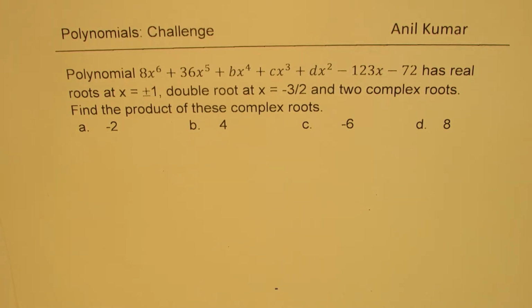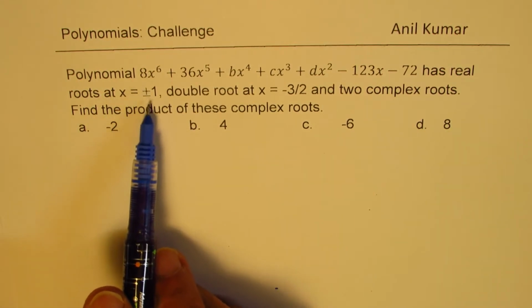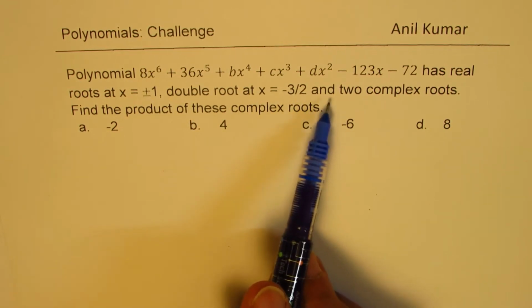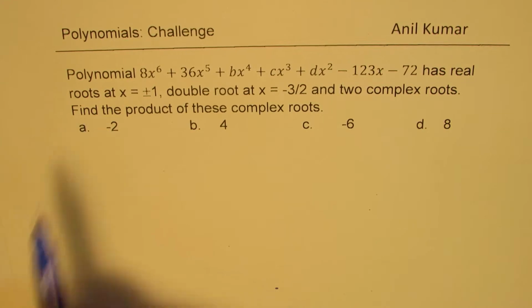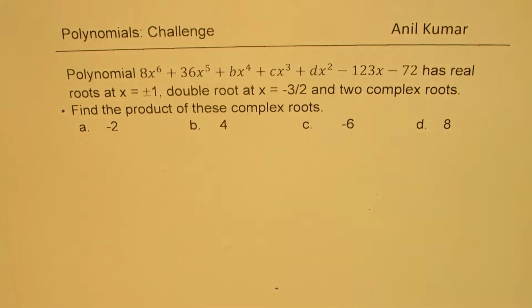The question here is, the polynomial 8x^6 + 36x^5 + bx^4 + cx^3 + dx^2 - 123x - 72 has real roots at x = ±1, a double root at x = -3/2, and two complex roots. It's a degree 6 polynomial, so those are your 6 roots. The question is to find the product of these complex roots.